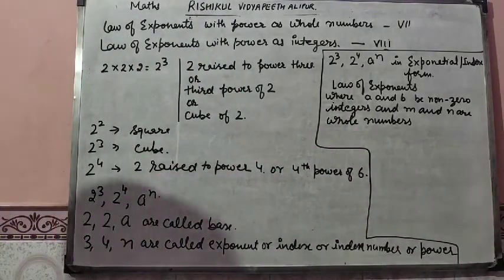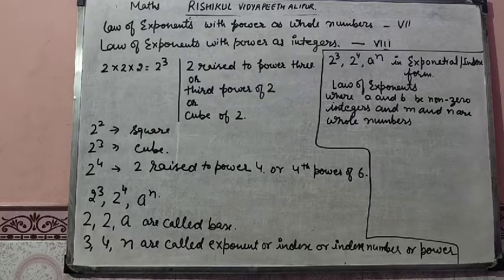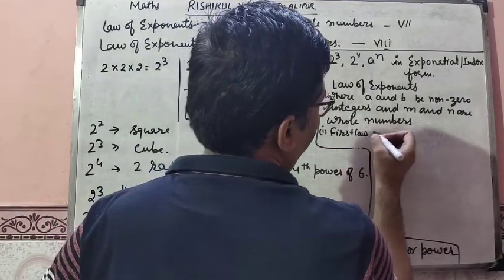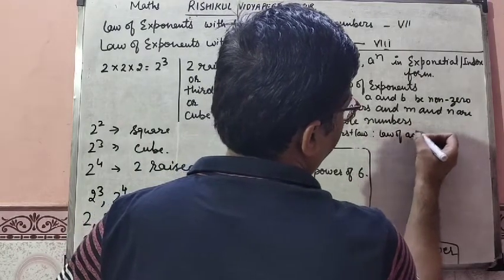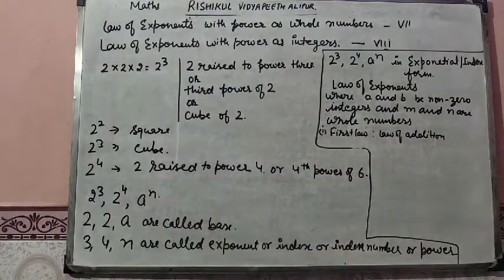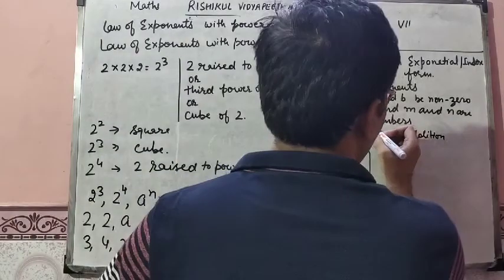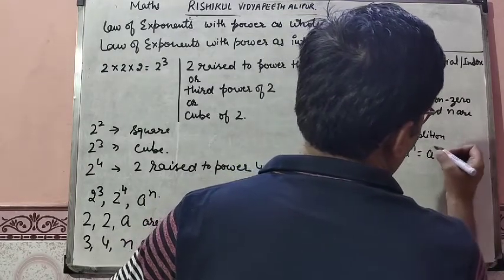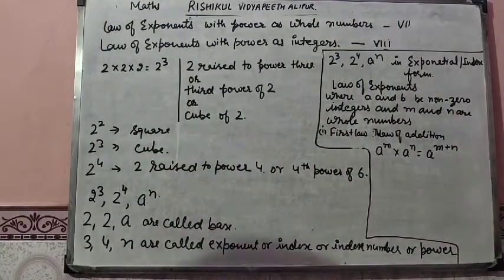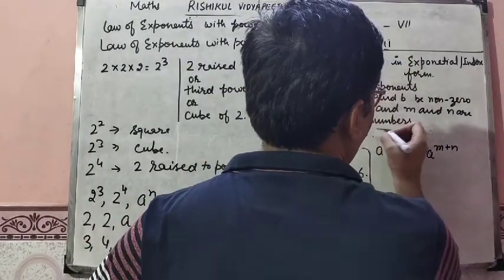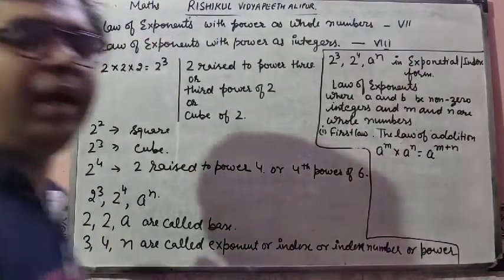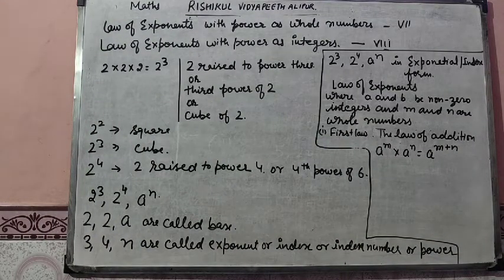First, this is known as the first law or the law of addition, which states that a raised to power m into a raised to power n is equal to a raised to power m plus n. This is called the law of addition.